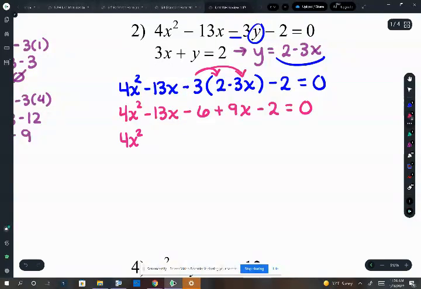So we have negative 13 plus 9, so negative 4. And then negative 6 and negative 2 is negative 8.